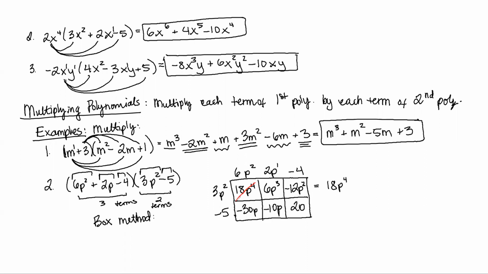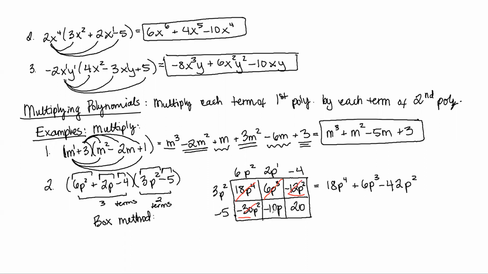Next, we have our 6p cubed. We don't have another p cubed term, so I'll put plus 6p cubed. Again, if it's positive, it's a plus. If it's negative, it's a minus. We have a p squared, and we have another p squared. That one got erased. That was negative 30p squared on the bottom. So let's go ahead and combine those. So we have negative 12 plus negative 30 gives us negative 42p squared.